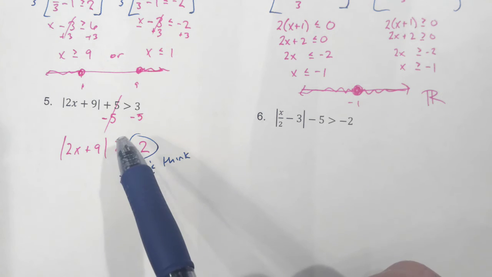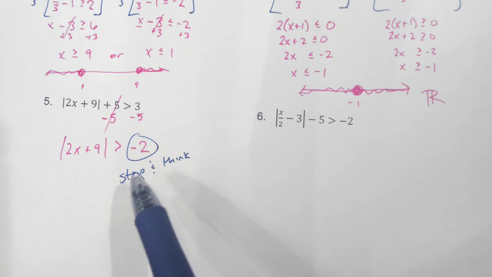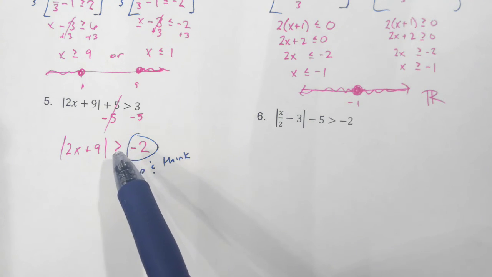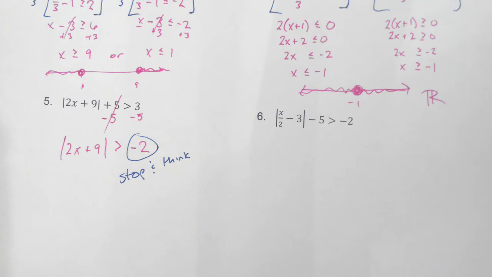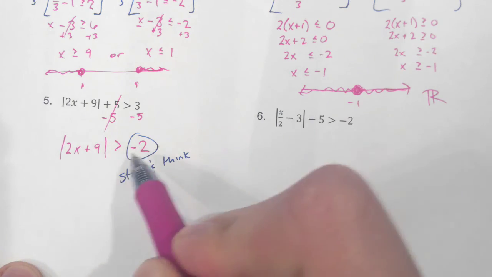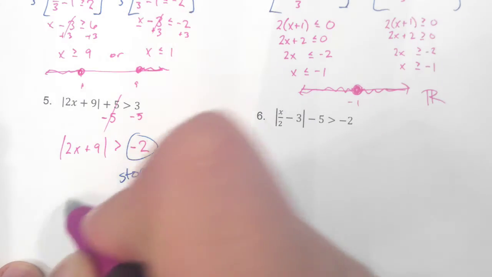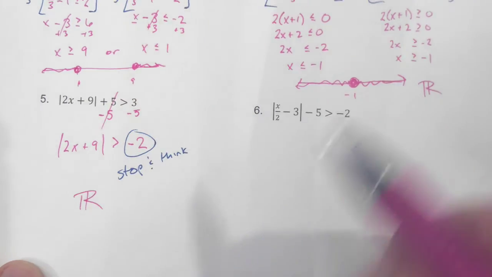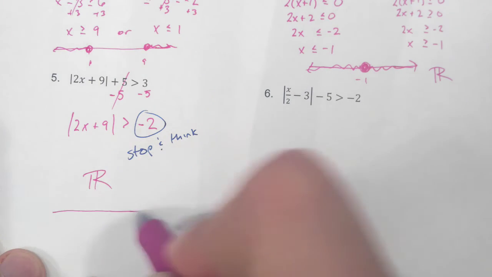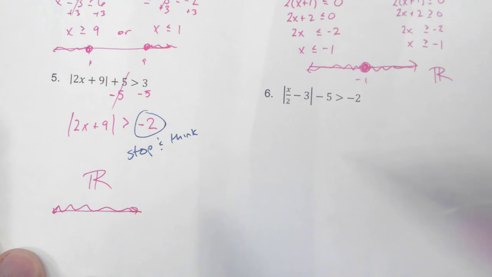So when I take the absolute value of something, it's always going to be positive. And is any positive number going to be greater than a negative number? Yeah, that's always the case. So anytime you have that absolute value isolated and it's a negative number over there, it's going to be all real numbers. And remember, that number line would just be a completely shaded number line.